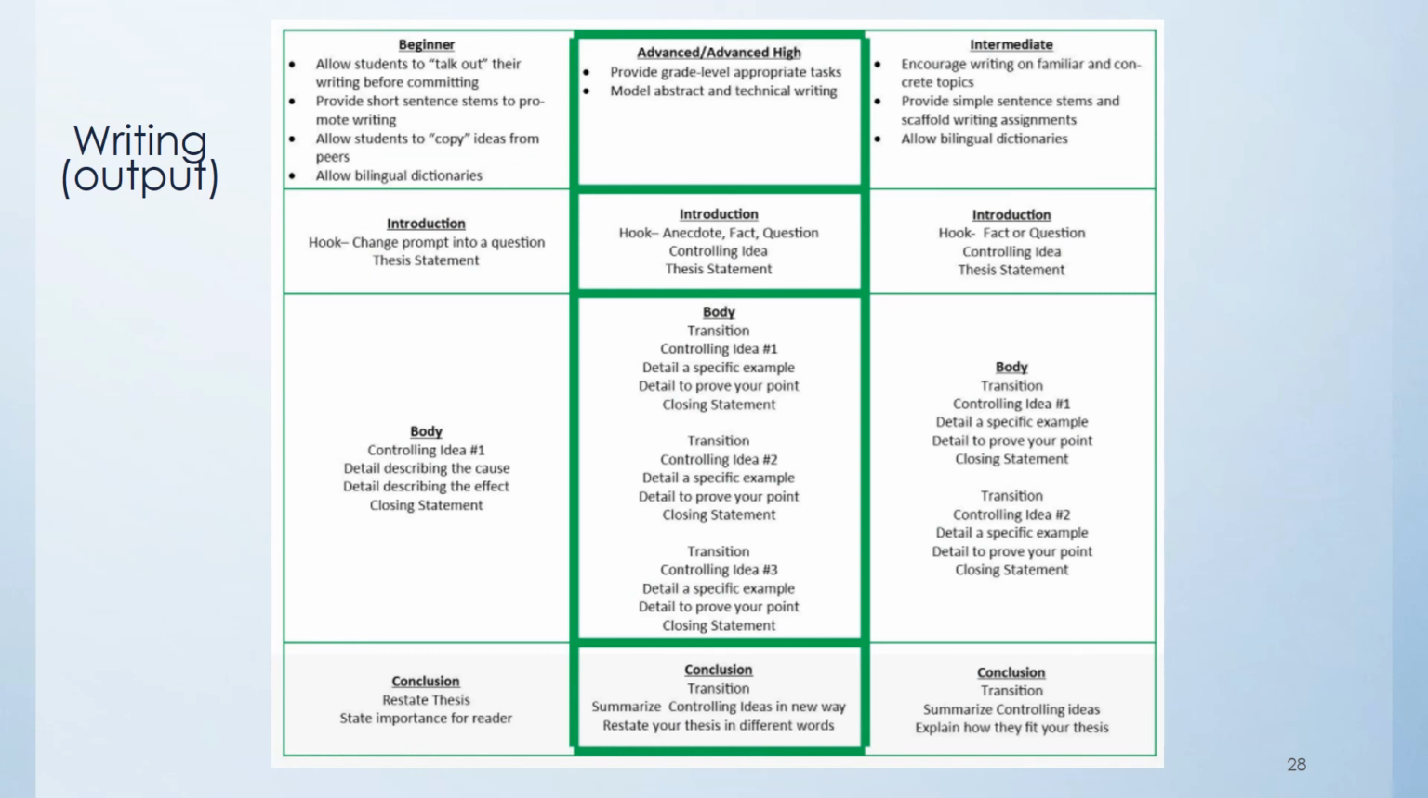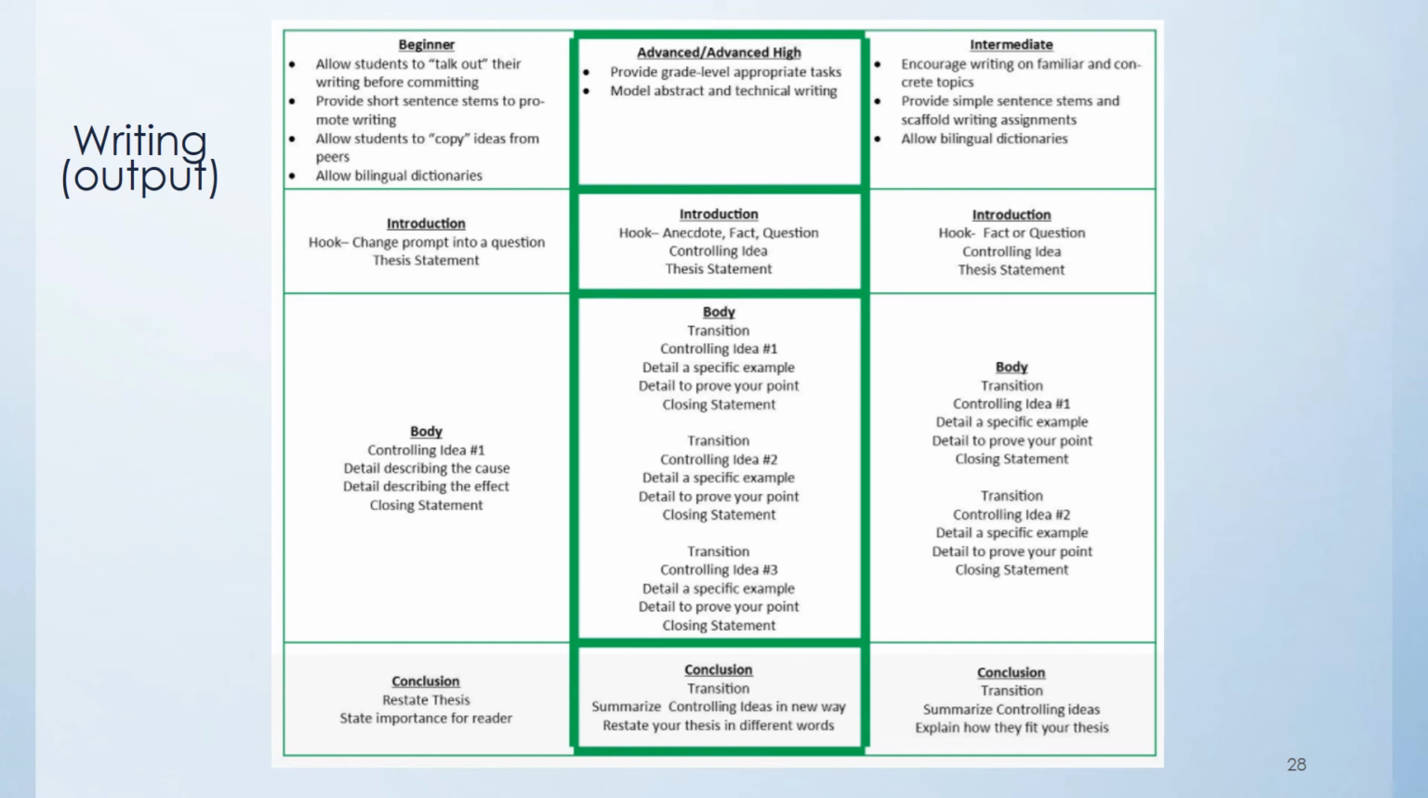Writing is the most difficult skill to master for an English learner. So it would help if the student has some kind of template that will help him with his writing. Here you see on the left-hand side the beginner. So if a beginner student, you allow that student to talk out what they're about to write before they start writing. You might provide them with short sentence stems to use in their writing. You might allow students to copy ideas from peers. That's okay if they are beginner students, and then you might allow them bilingual dictionaries. They have to write an introduction, only one controlling idea in the body, and then the conclusion.